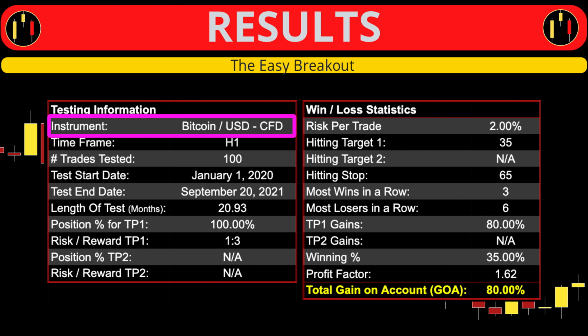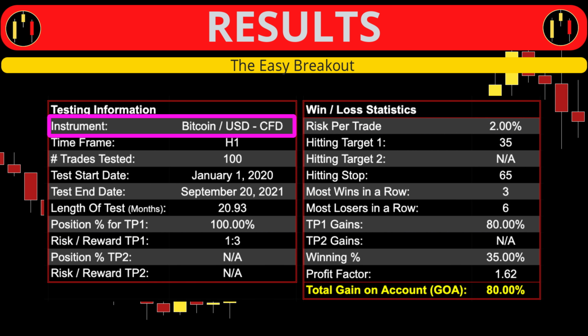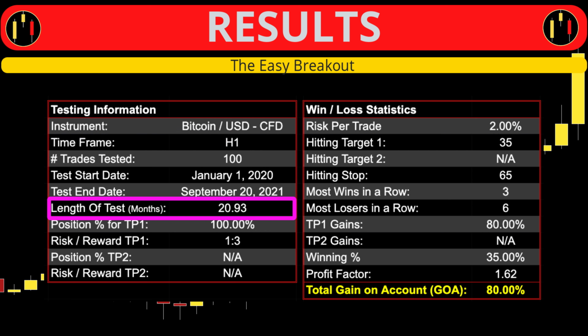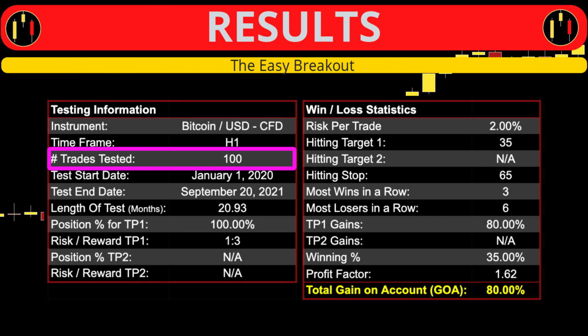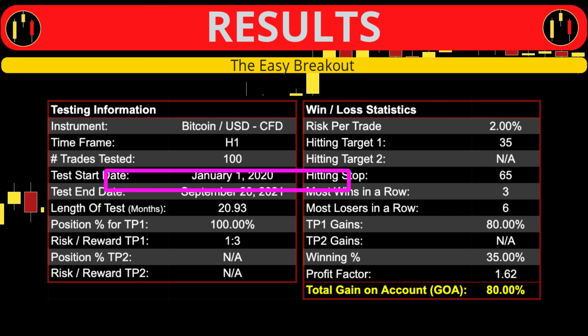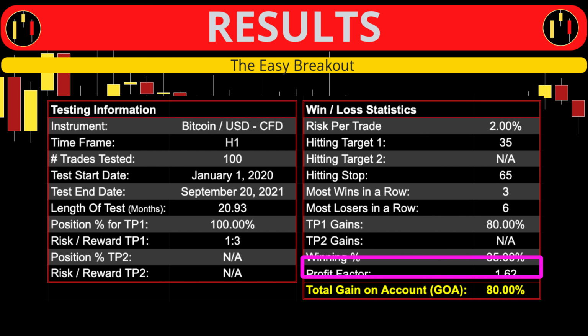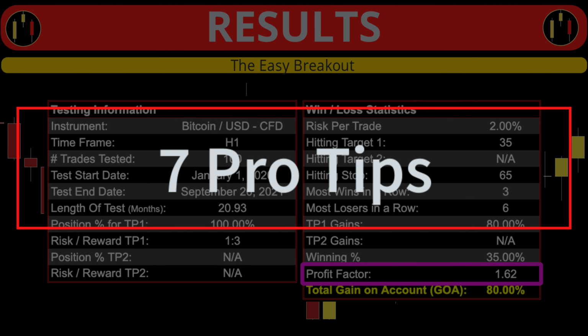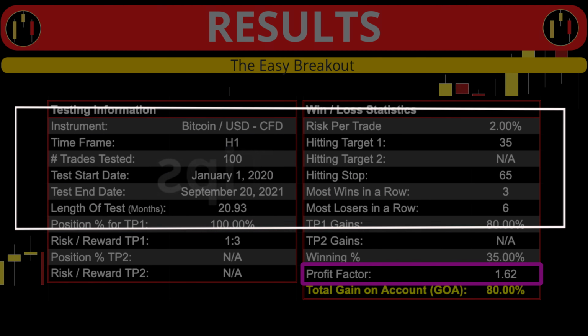This test was done on Bitcoin versus the US dollar contracts for difference, 1 hour Japanese candlesticks. It took just short of 21 months to find the 100 setups. This dataset provided for a win rate of 35% and a profit factor of 1.62. And I have some ideas on how we can significantly increase those numbers.